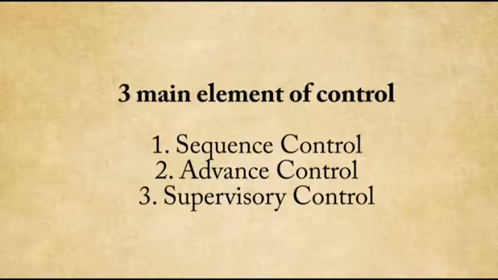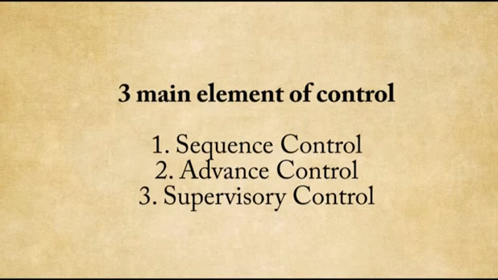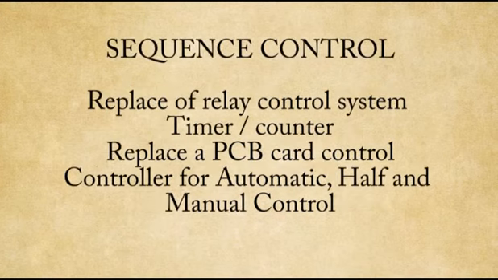As for the function of PLC, it carries out three main elements of control. The first one, sequence control. Next, advanced control. And the last one, supervisory control. According to the type of control, based on sequence control, the function of PLC is to replace the relay control system, provide timers and counters, replace PCB card control, and act as a controller for automatic, half-automatic and manual control.